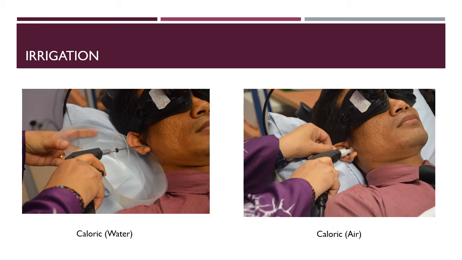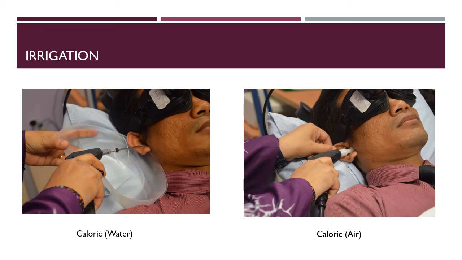Usually, nystagmus builds up over about 30 to 60 seconds, then gradually decays away over roughly 2 minutes. After a rest of at least 5 minutes, the procedure is repeated with either the opposite temperature for water or air, or on the other side.